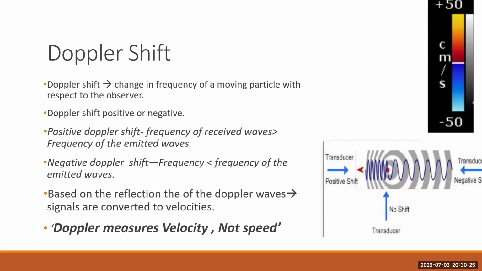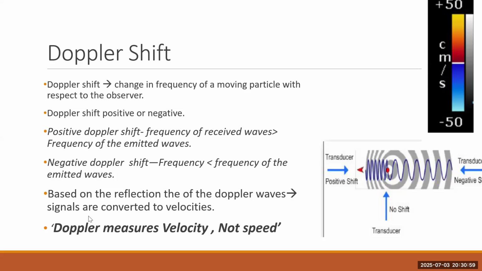So based on the reflection of the Doppler waves, signals are converted into velocities. Basically, we are equating the velocities to flows because most of the time we are imaging just the conduit vessels, or let's say proximal vessels, where we presume that the diameter or size of the vessel doesn't vary much, and hence we are equating the velocities to flows. That is one of the inherent drawbacks of transcranial Dopplers.